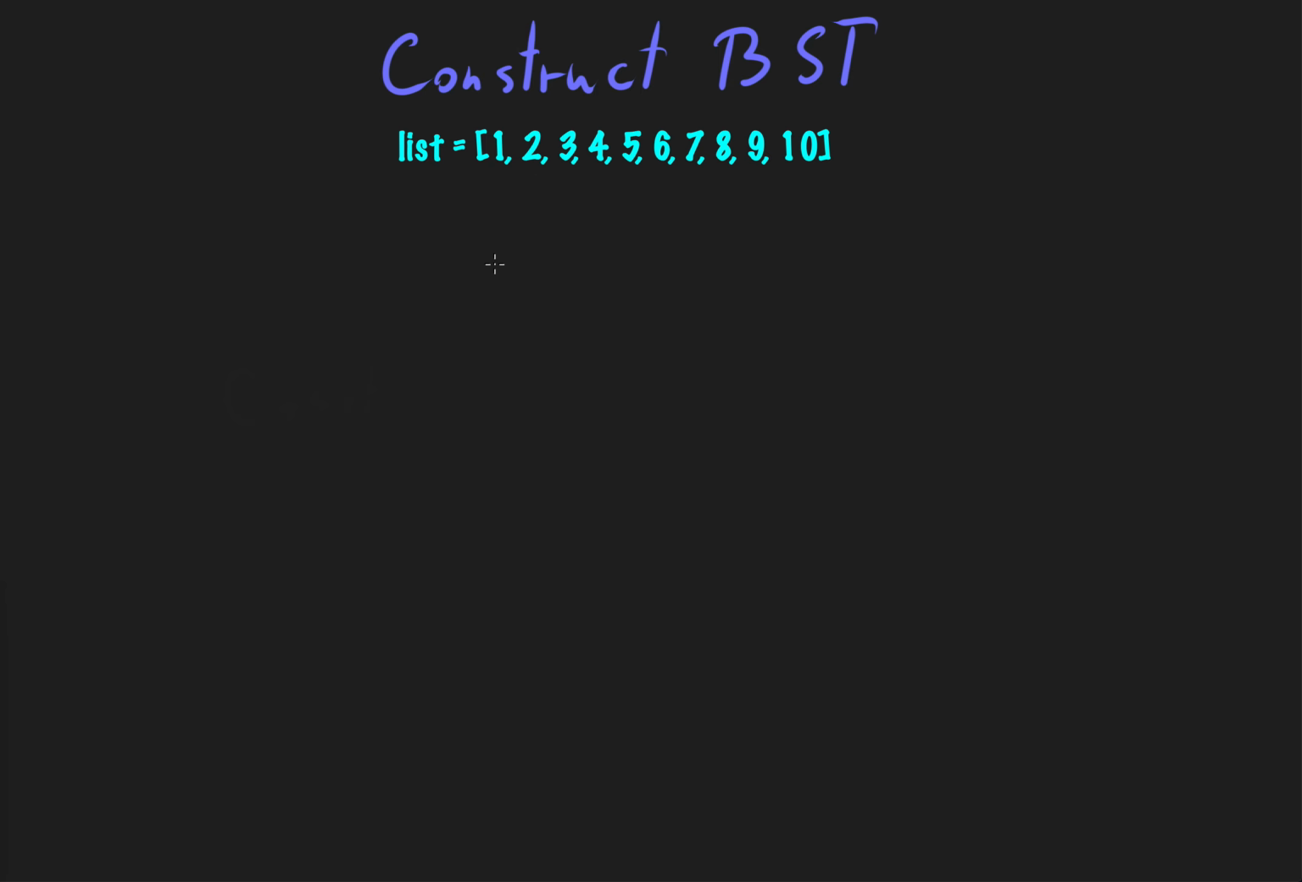Now, because this list is sorted, one way of solving this problem would be just to start at the beginning and say, okay, we have a root node of 1, and we just append 2 to the right because it's a bigger number, right? And we could do this until we hit the end, and so on. This would be one way of solving this.